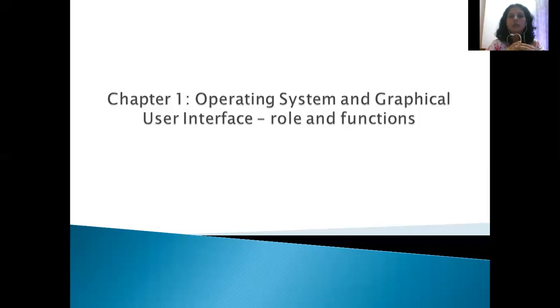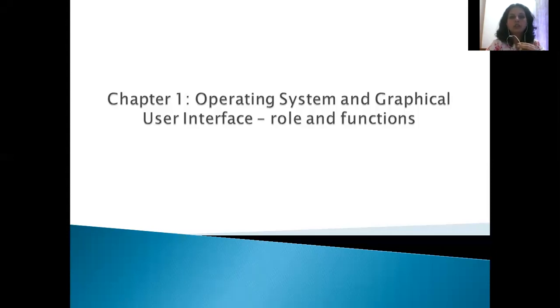Last time when I took your Zoom session, I started with lesson 1 and we discussed the first topic, that is the difference between system software and application software, and we also discussed the operating system. Today, as this is a recorded session, I will quickly revise what we did in the first lecture, and I will continue with the topic then.